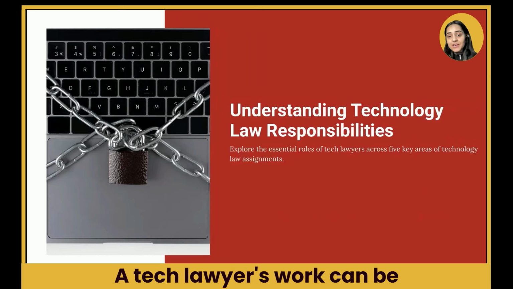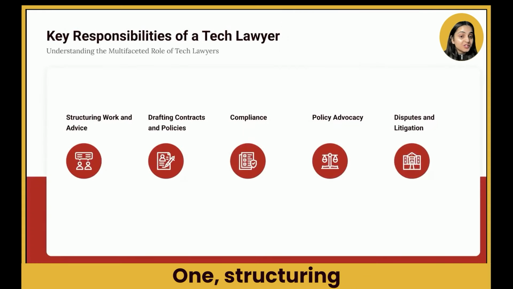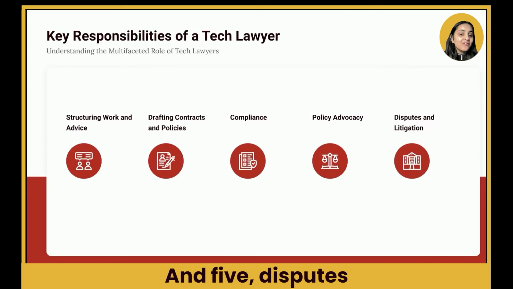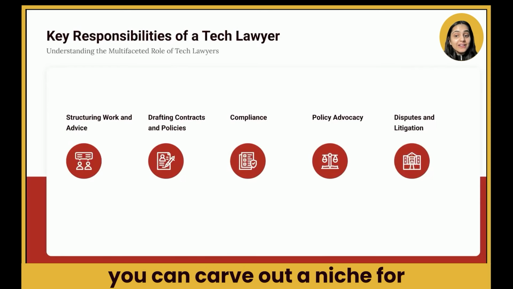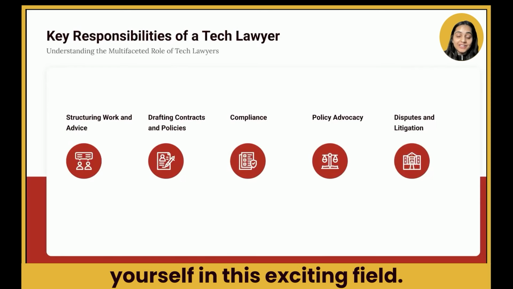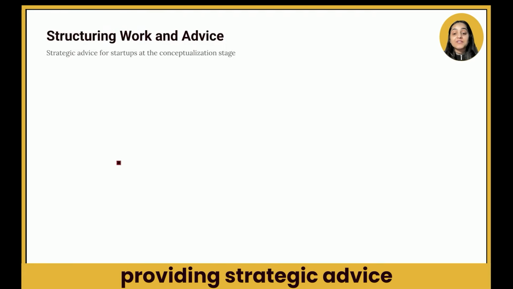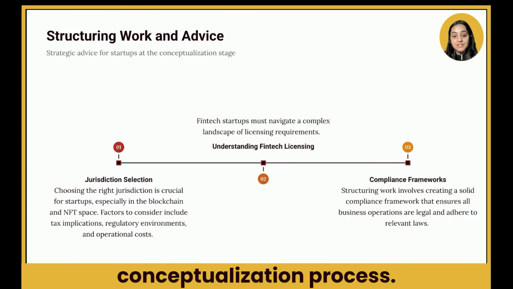Technology law spans a wide array of responsibilities that support innovation while ensuring compliance with legal frameworks. A tech lawyer's work can be categorized into five key areas: 1. Structuring work and advice, 2. Drafting contracts and policies, 3. Compliance, 4. Policy advocacy, and 5. Disputes and litigation. Let's explore these categories in depth and discuss how you can carve out a niche for yourself in this exciting field.